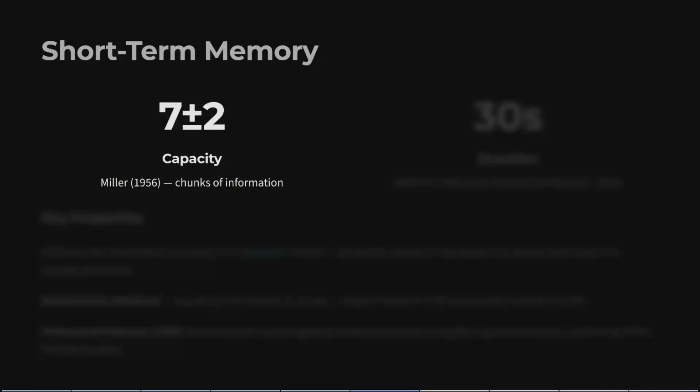George Miller published a landmark paper in 1956 titled The Magical Number 7 plus or minus 2. Through a series of experiments, he demonstrated that short-term memory can hold between 5 and 9 discrete items at any one time, with 7 being the average. This is why phone numbers were traditionally 7 digits long.